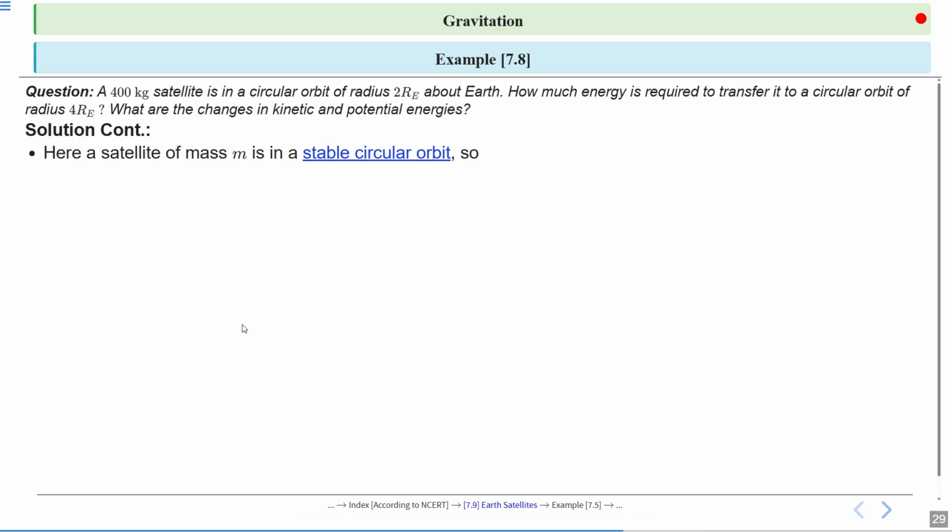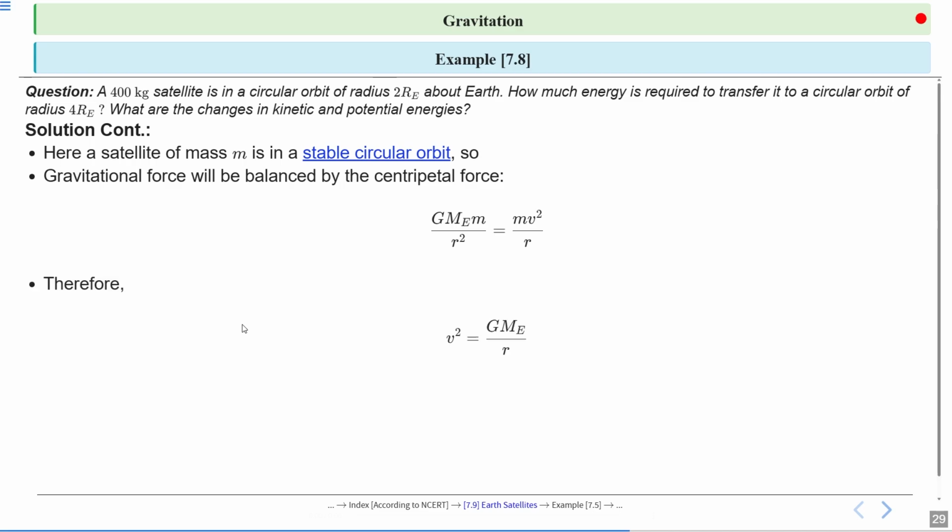Satellites in a stable circular orbit means the forces acting on it are balanced, specifically the gravitational force pulling it towards Earth is balanced by the centripetal force needed to keep it moving in a circle. The gravitational force is given by the formula G Me m divided by r square, where G is the gravitational constant, and this is equal to mv square by r. So from the equation we just derived, we can solve for the satellite's velocity: v square is equal to G Me divided by r.